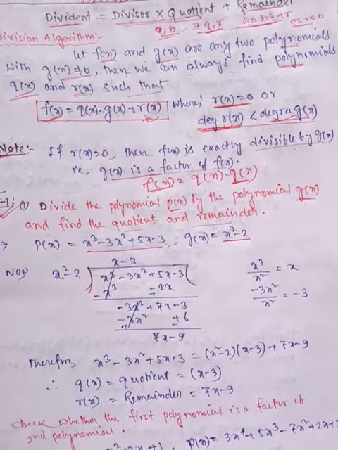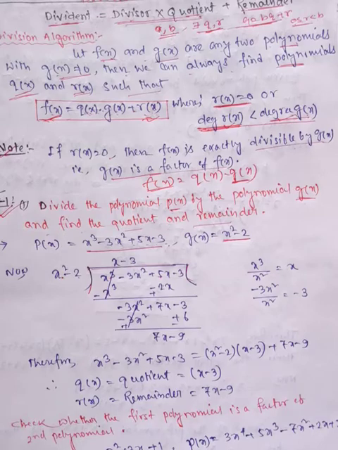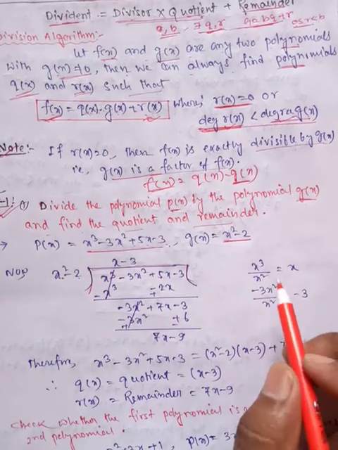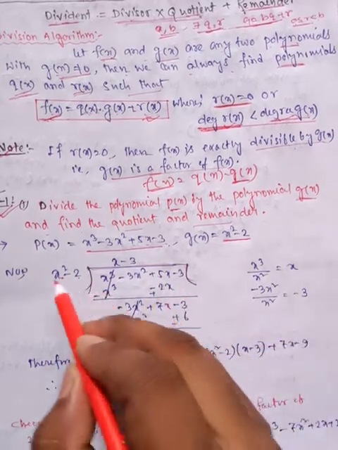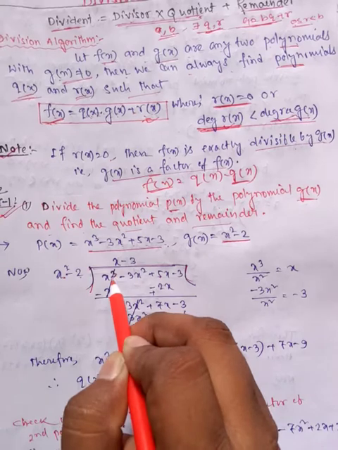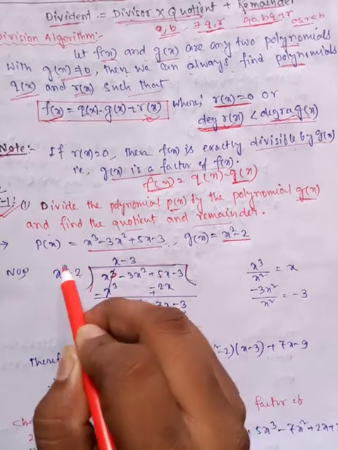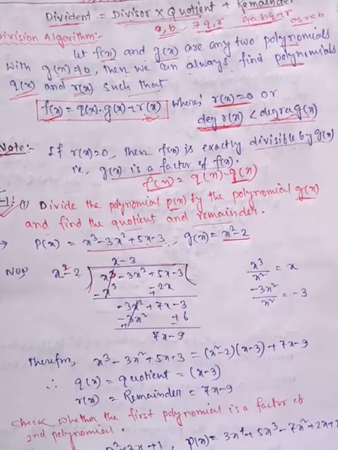It is very important, the process of division, and it is actually so easy. So how to divide a polynomial by a polynomial? Now you can see here the degree of this polynomial is 3 and here the degree of this polynomial is 2.